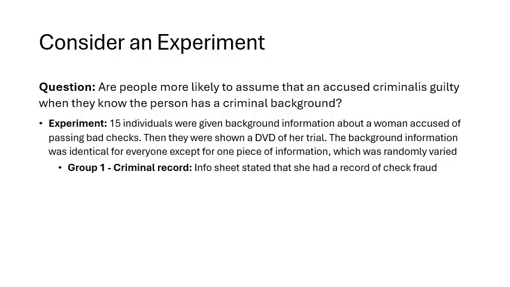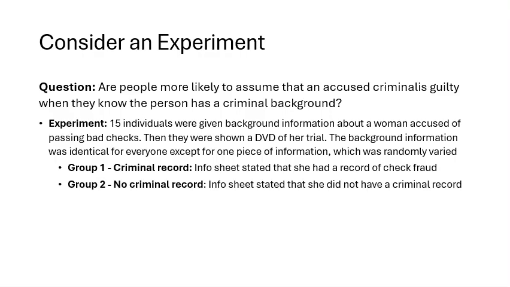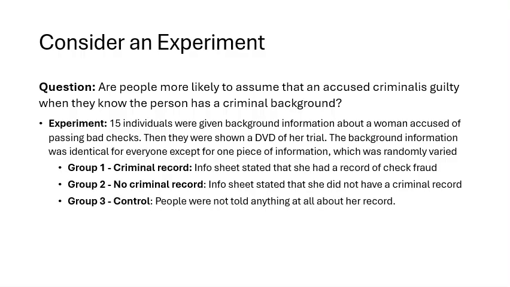So Group 1, criminal record, got an info sheet stating that she had a record of check fraud. Group 2, no criminal record, their info sheet stated that she did not have a criminal record. And Group 3 was the control condition, and the info sheet didn't say anything at all about her record.